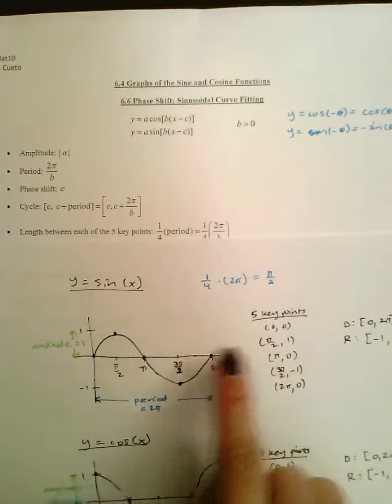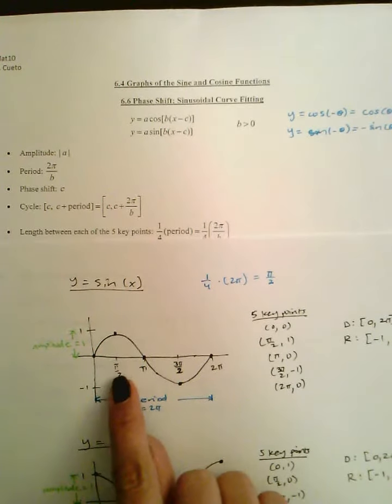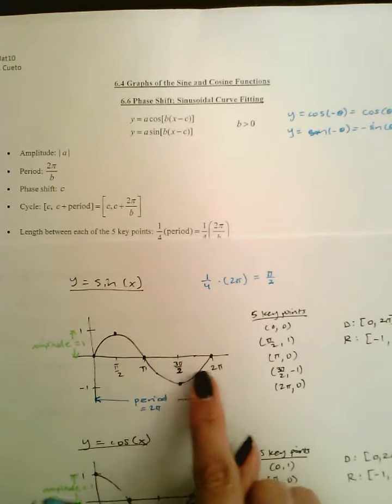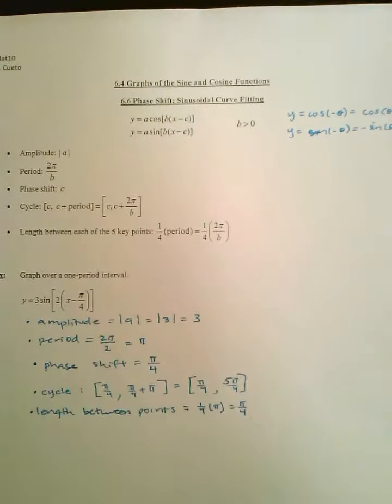Let's check to see if that's true. The distance between this key point and the next one is pi over 2. The distance between this one and this one is pi over 2. Same thing with the next ones, and same thing with the next ones. So the distance between the points that I'm drawing, the 5 key points, is equal to 1/4 times the period. So in this case, it's pi over 4.